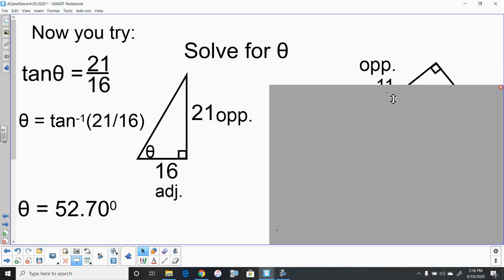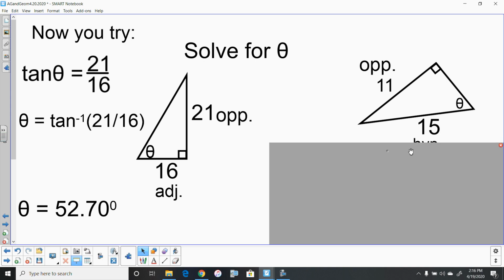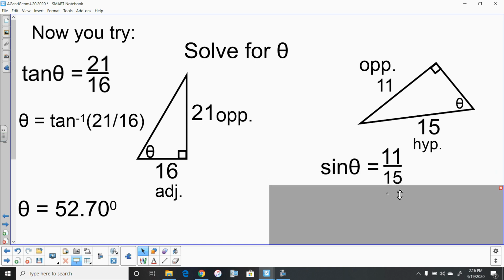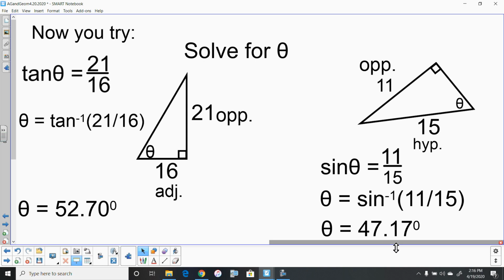For our other example, if you put yourself at theta, 11 is across from you, so it's the opposite side. 15 is across from 90, so it's the hypotenuse. Opposite and hypotenuse means we're using sine. And that means to get theta, I'm just going to do second sine, or the sine inverse of 11 over 15. And we end up with about 47.17 degrees.